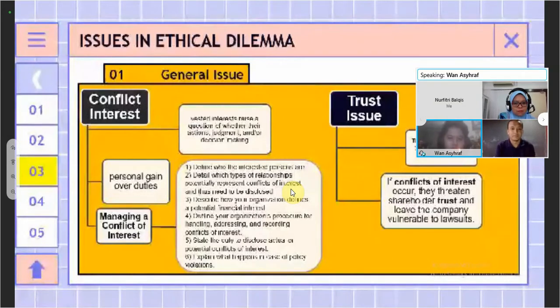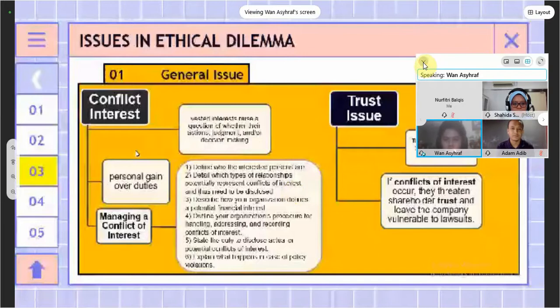Okay, it is based on their actions, judgment, and decision making, and what their interests are. And then we have personal gain over duties, where the decision making is based on personal gain over duties. And then we have managing a conflict of interest. We have 6 steps for managing conflict of interest.